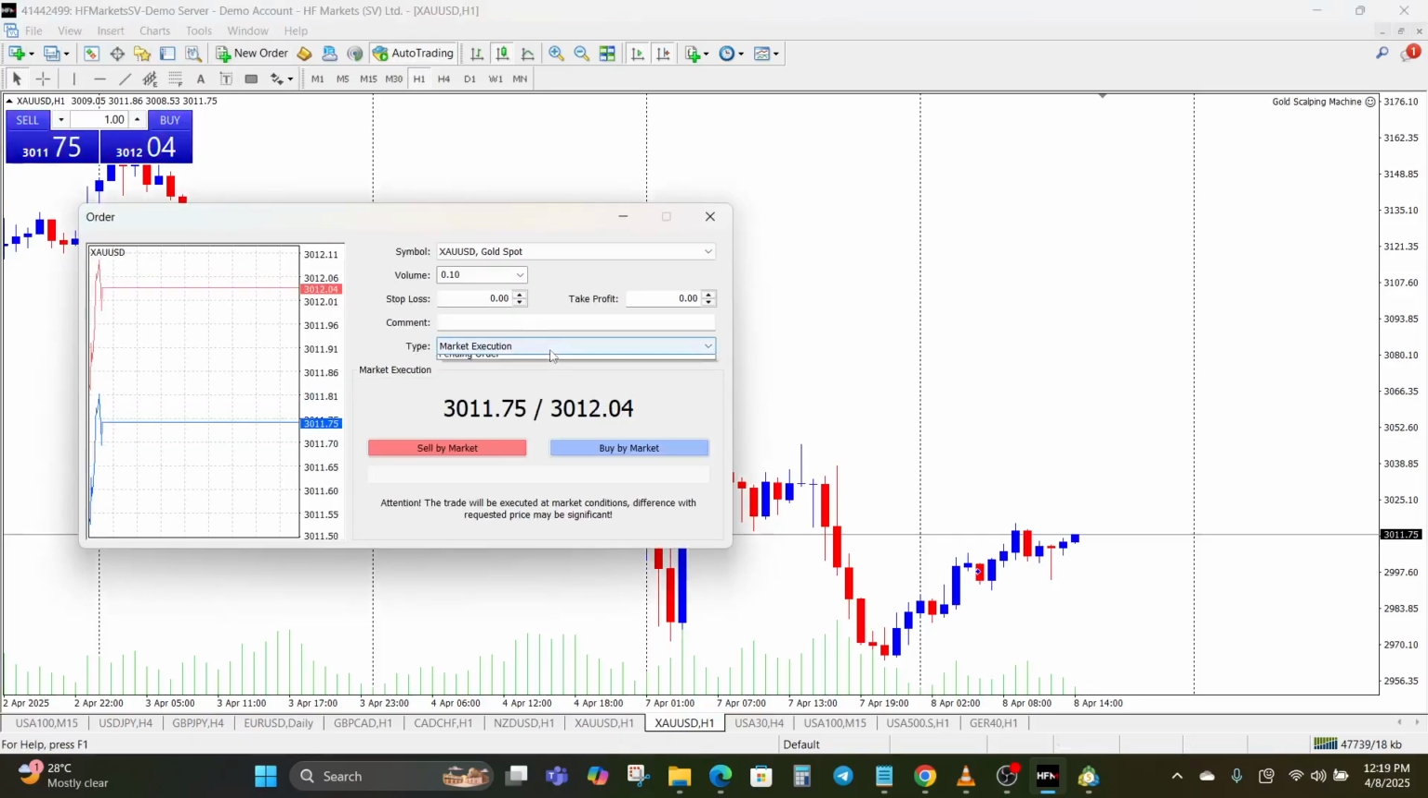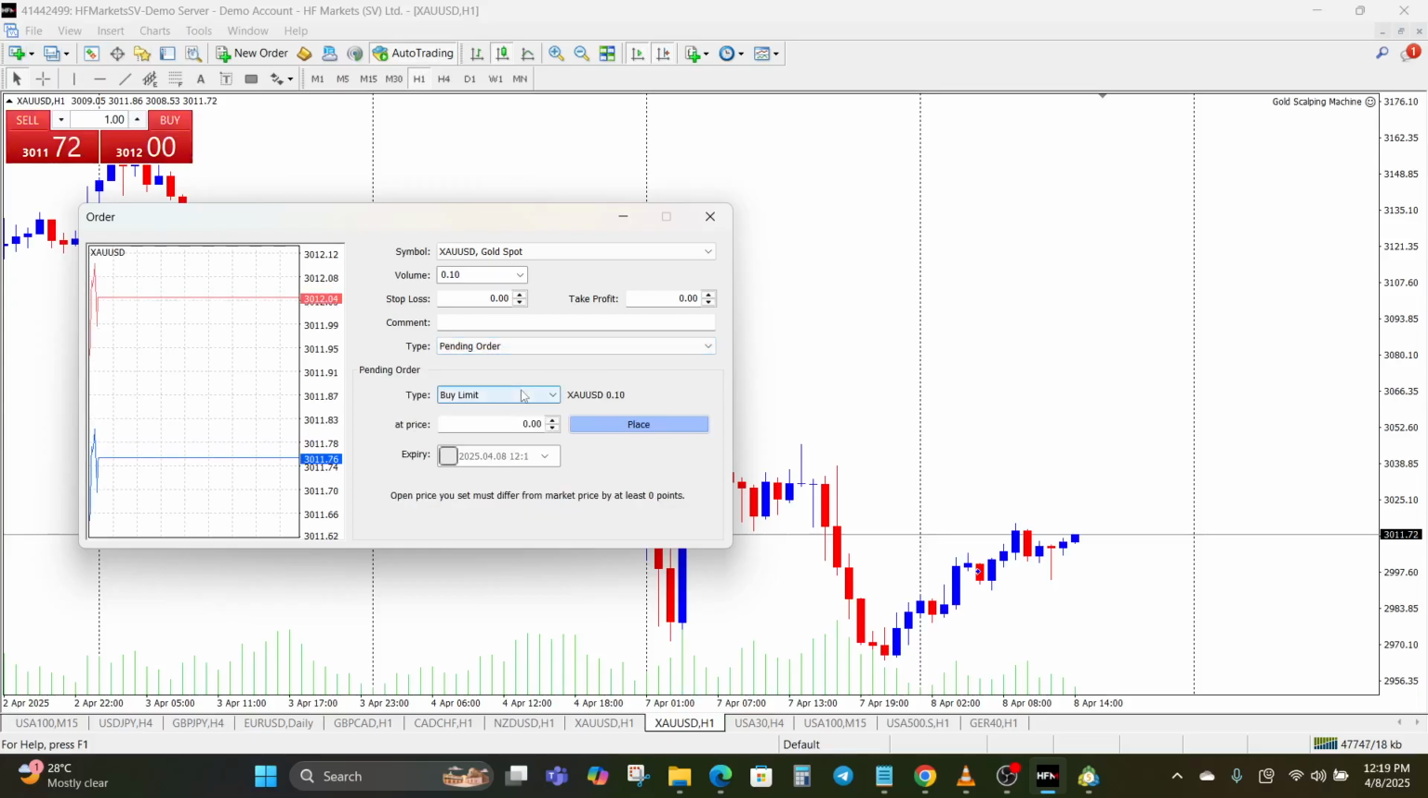Let's come here. We can see the types of pending orders we have. There are four main types of pending orders. We have the buy limit. Buy limit is usually set when you expect price to drop to a certain level. Maybe I'm expecting price to drop around 29.70, for example, on gold. Basically, it is set when you are expecting price to drop to a certain level before going up.